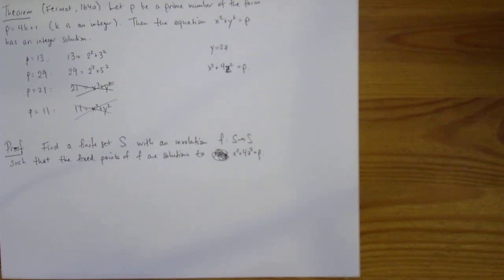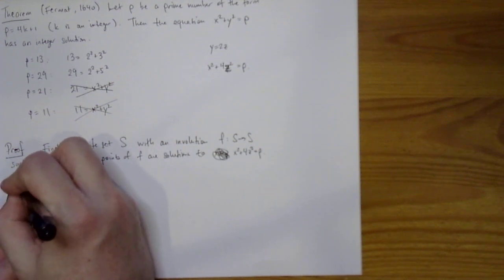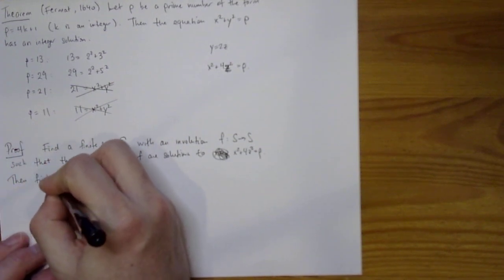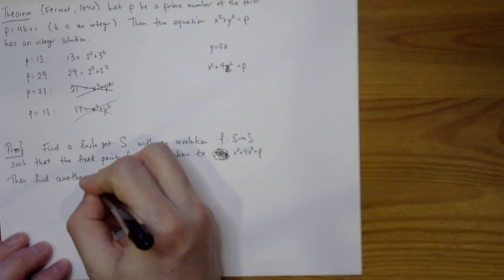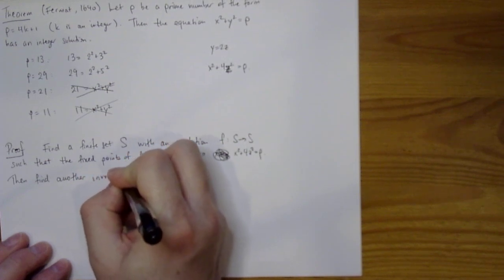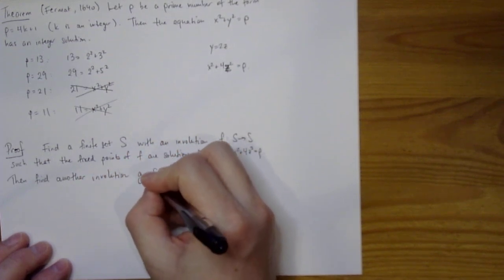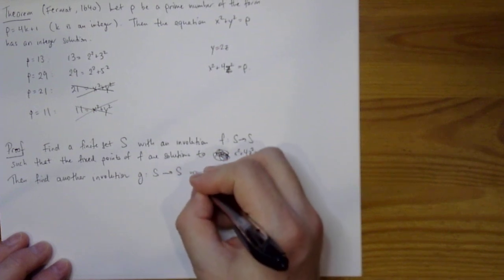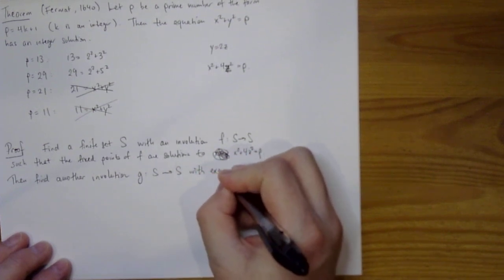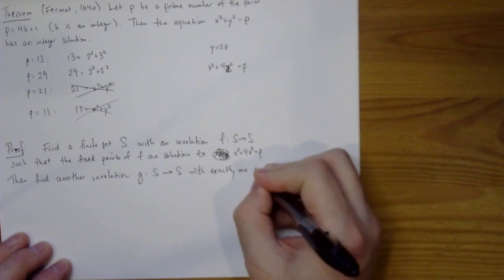We start with this, so we're going to then find another involution, G on S, with exactly one fixed point.